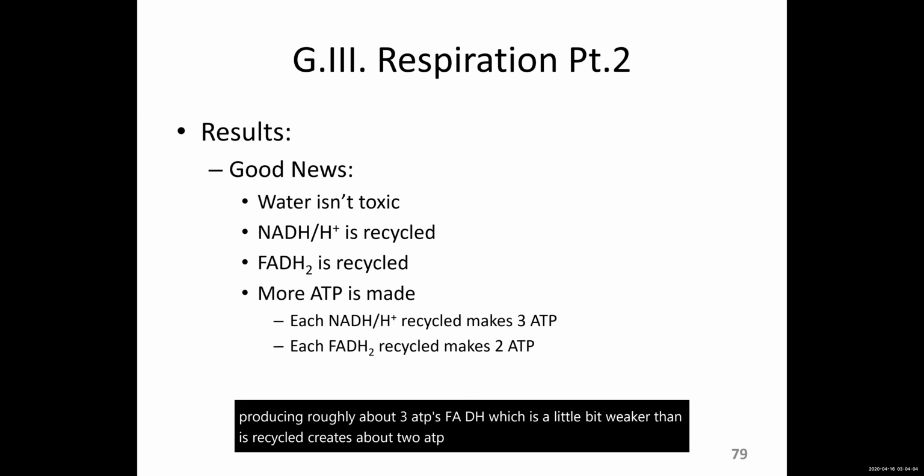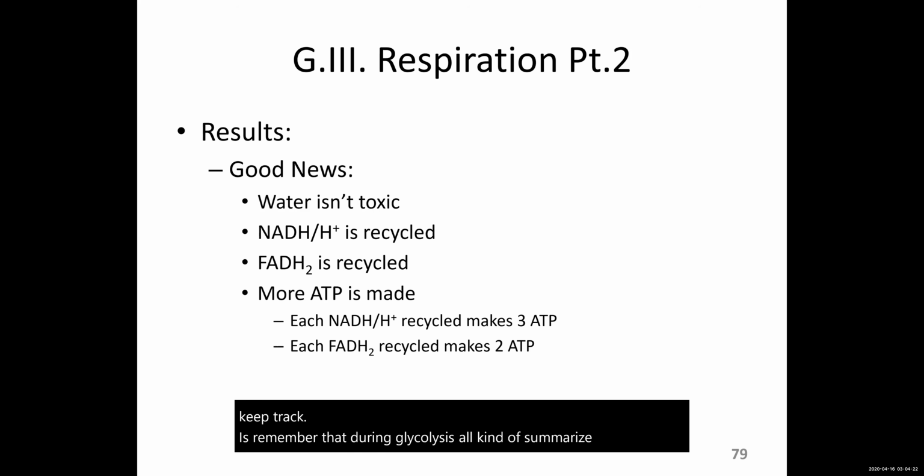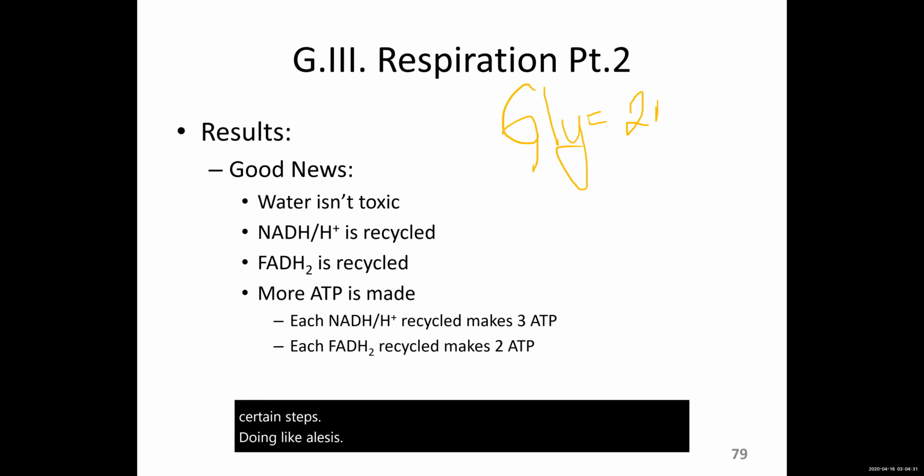So here it's important to understand how much. And as long as you're keeping track of this, you can actually do a little bit of math, and we'll do it over here. Remember that during glycolysis, I'll summarize these in certain steps. During glycolysis, you took in 2 ATPs and created 4. However, you did also make 2 NADHs there.